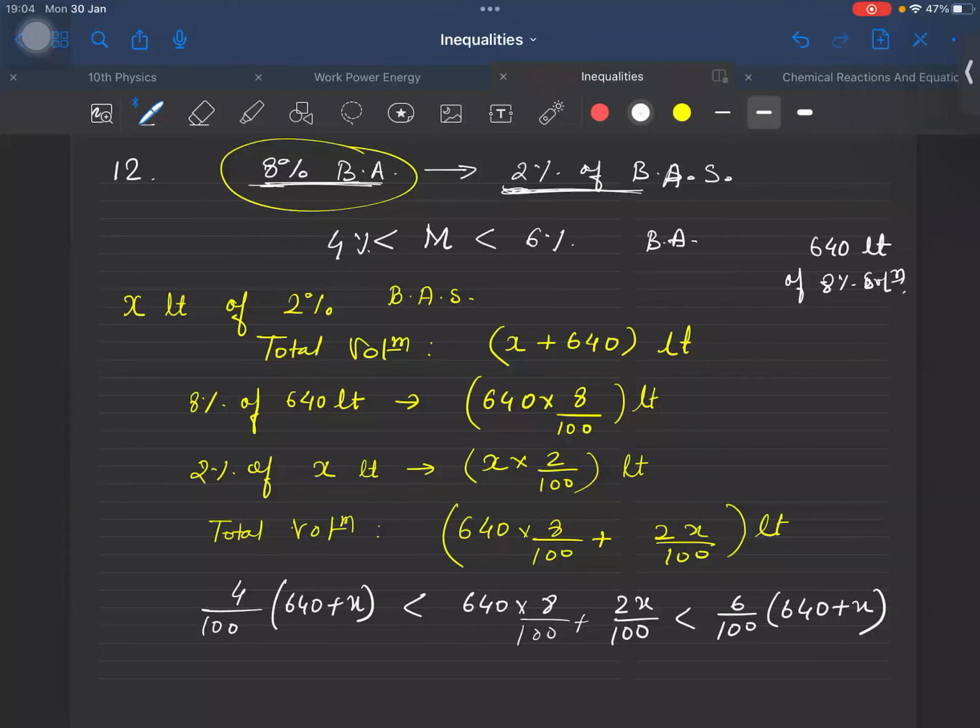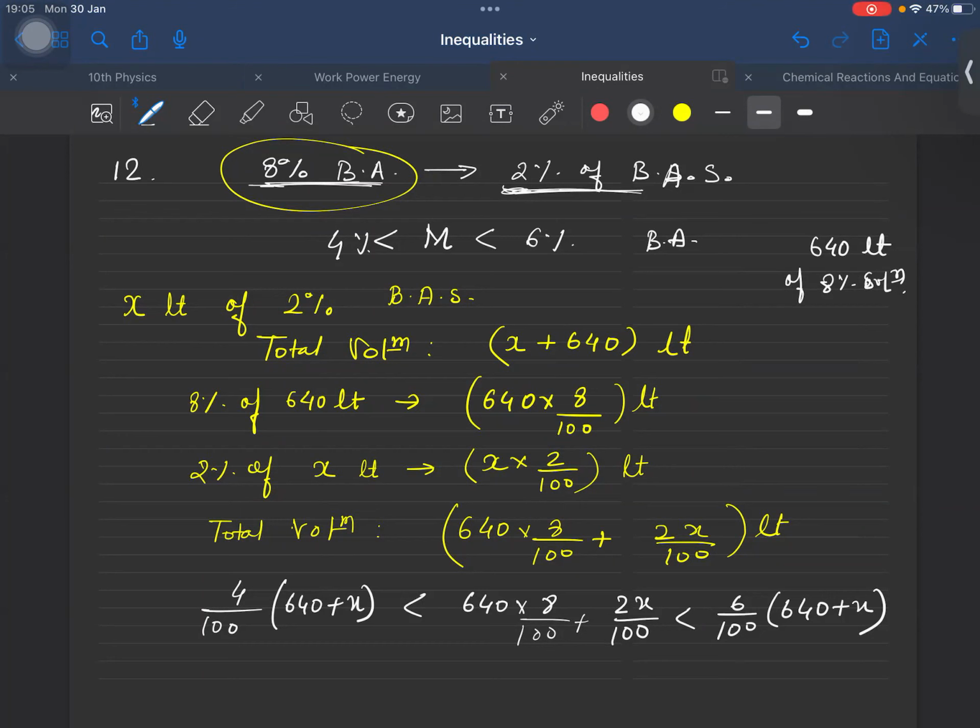In the problem, it is asking how many liters of 2% solution will have to be used. We don't know that, so let's assume it is x liters. If you add x liters to the 640 liters we already had, the total becomes x plus 640 liters.